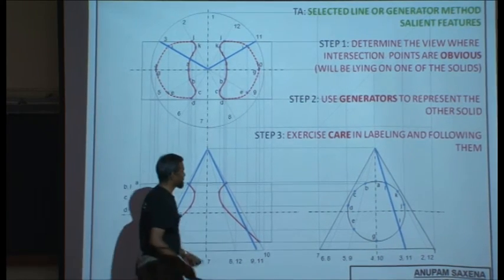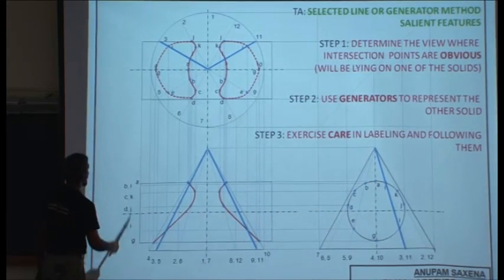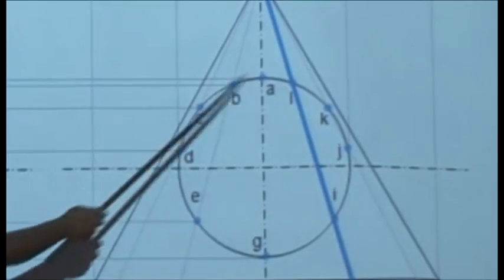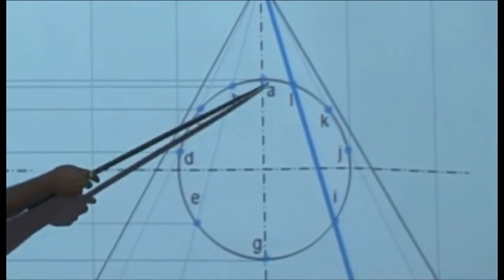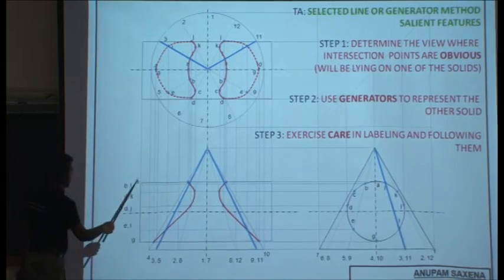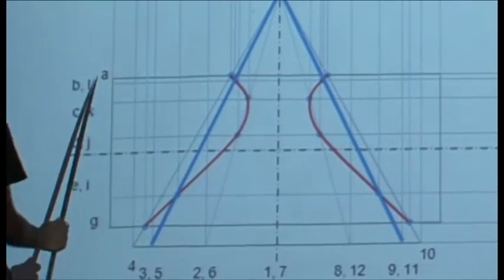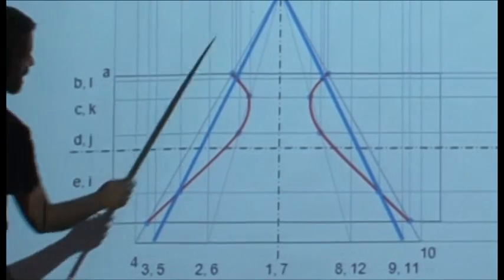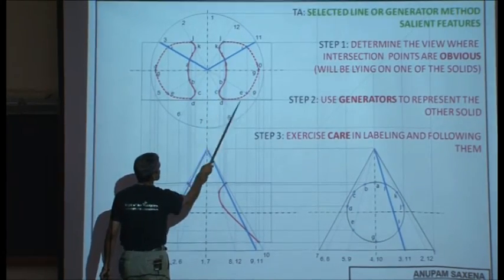Now, Basu was asking me this before, how did I connect these intersection points here and here? If I look at the intersection points on the circle in the profile view, I go A, B, C, D, E, so I go in order, and I follow the same order in the front view as well as in the top view. So I go A, B, and then C, and then D, and then E, and so on. Likewise here, A, B, C, D, and so on.